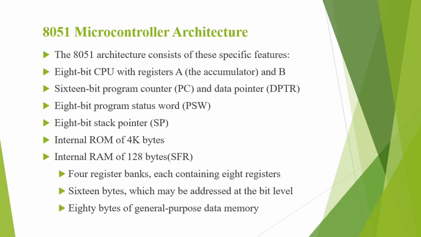So the 8051 architecture has the following specific features: 8-bit CPU with registers A, that is the accumulator, and register B. Then 16-bit program counter and data pointer. Then 8-bit program status word, and then 8-bit stack pointer. Next, we have the internal ROM of 4 kilobytes and internal RAM of 128 bytes. That is, special function registers are included in the internal RAM.